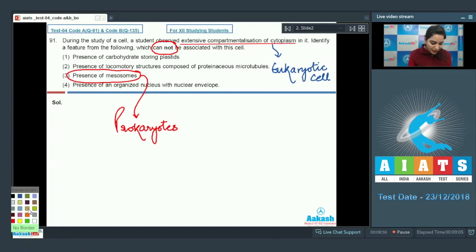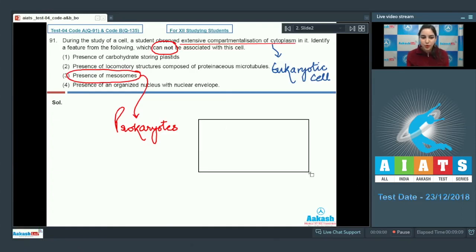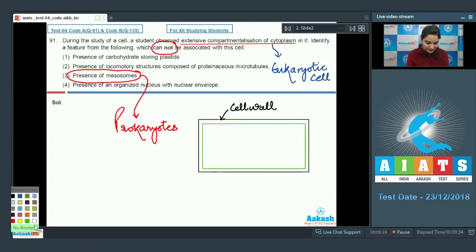Please remember, I will make a small diagram for you. Consider this is a prokaryotic cell and this is the outermost layer. Let's consider this as the cell wall. So let us say this is the cell wall. Beneath the cell wall, what do we observe? We observe another boundary, which is cell membrane. You can also call it cell membrane.